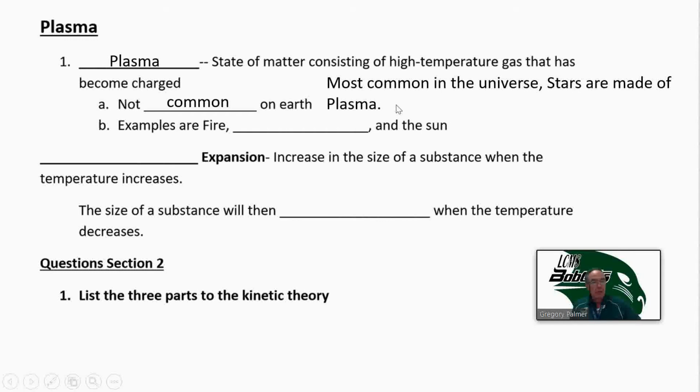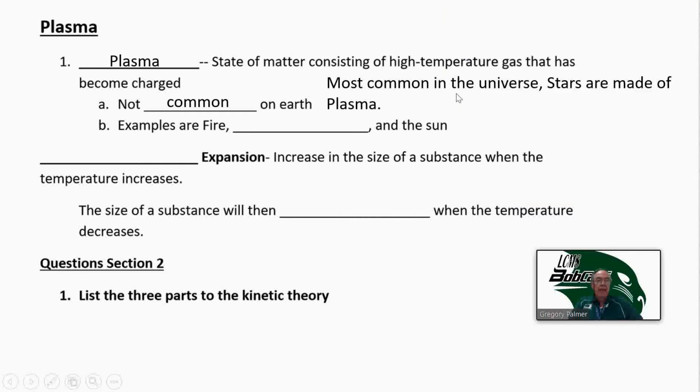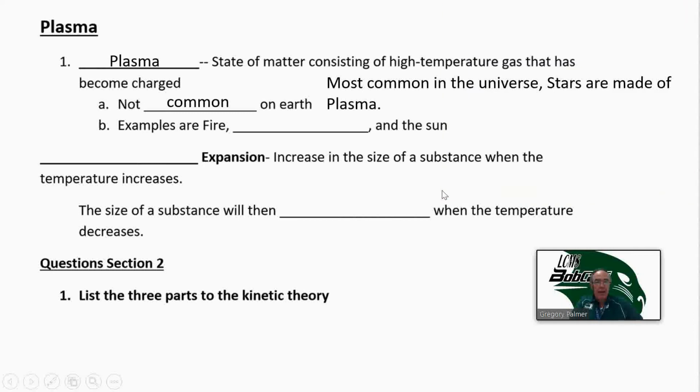Okay? However, it is the most common state of matter in the universe because stars are made of plasma. So I brought up a picture of our solar system. Okay? This is not the way the planets are arranged around the sun, but it does show the relative size of the planets. So this is proportional. So Earth is teeny, teeny, tiny compared to the sun. The sun is ginormous. You could take all the other planets and stick them inside the sun and still have tons of room left over. So when we say it's the most common in the universe because stars are made of plasma, it's the most common because look at the size of the sun compared to everything else.